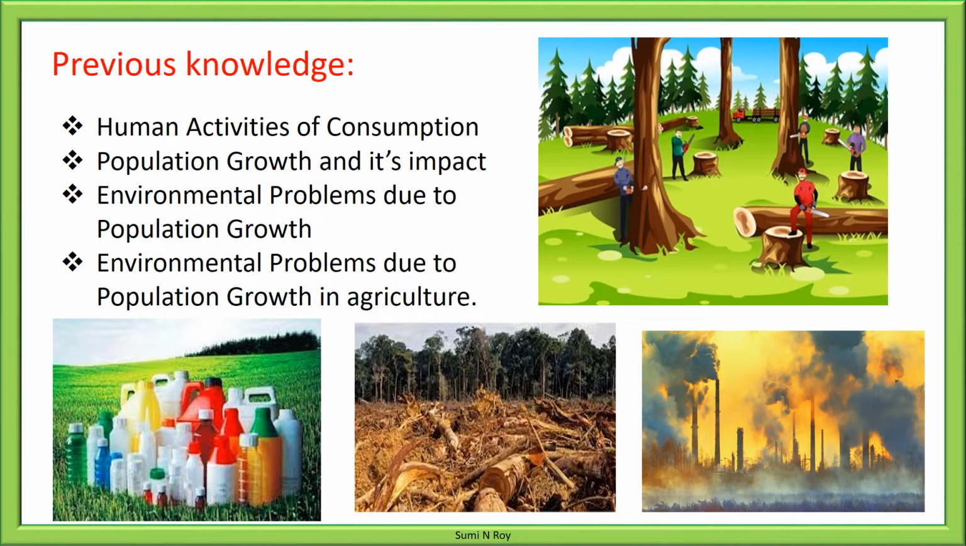Now, firstly, we will just recap what we have learned in our previous class. We have learned about human activities of consumption, how human activities are consuming our natural resources. Then we learned about population growth and its impact, that due to population growth there are many environmental problems, including problems in agriculture. Today we are going to learn about more such environmental problems due to population growth.